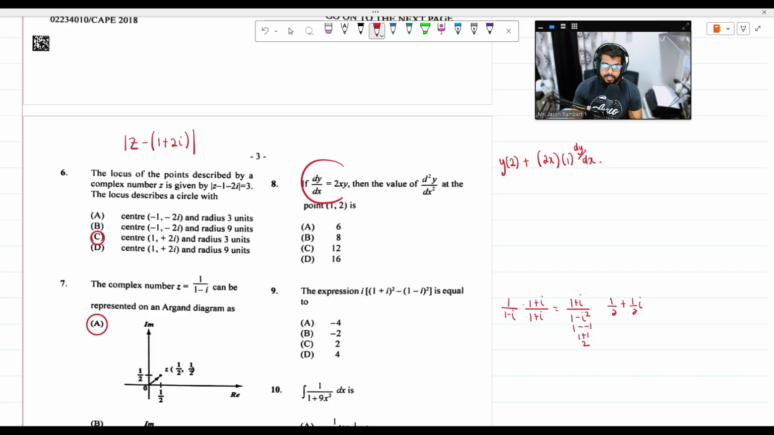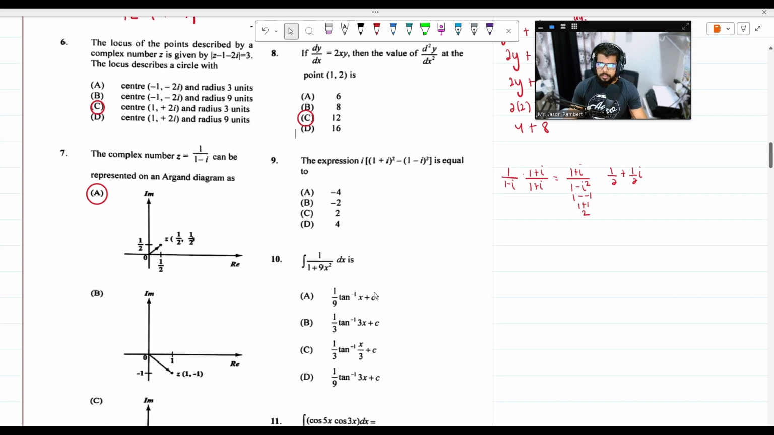Now, they say if dy/dx is this, right? So I just have to differentiate once to get the second derivative. So if this is dy/dx and dy/dx is 2xy, I'm going to get 2y plus 2x into 2xy, which is 2y plus 4x squared y. When x is 1 and y is 2, I'll get 2 into 2 plus 4 into 1 squared by 2. 2 2s are 4 plus 4 2s are 8. I'm going to get 12.